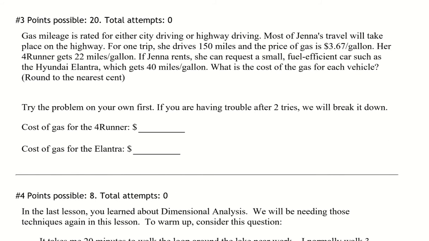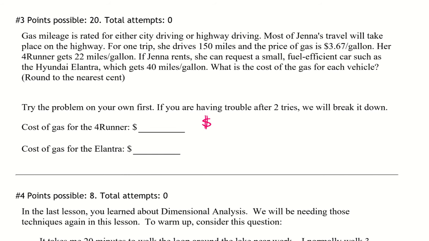Then the math. We want to figure out, for one trip, if she drives 150 miles and the price of gas is $3.67, she can choose between her own 4Runner, which gets 22 miles a gallon, or a fuel-efficient Elantra, which gets 40 miles per gallon. So you're comparing the two costs. And of course, there are hints, and they might change the numbers a little bit to help you, but we can look at it in a couple of ways.